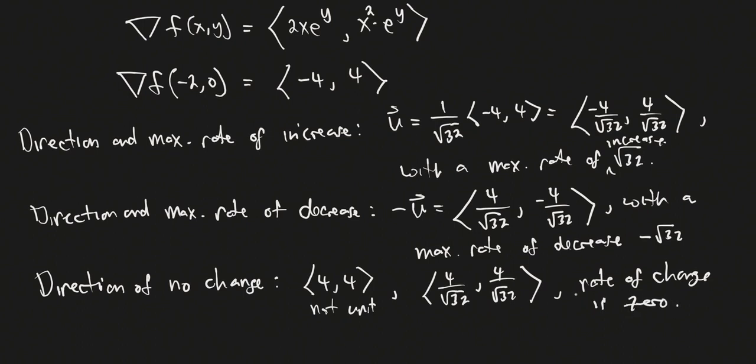And that is, again, a very key property of the gradient. It tells you in what direction you would have to move if you want to go up as quickly as possible, down as quickly as possible, and also if you want to move in a direction where essentially your elevation doesn't change. And there we go.